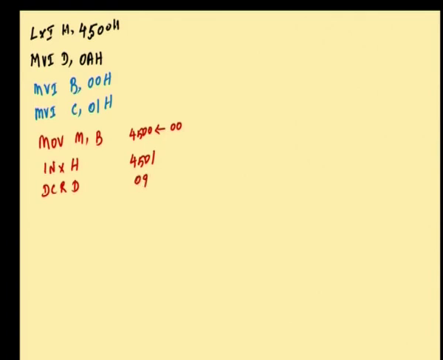So, what is the next number? It is the next value which is in the C register. So, I will move M comma C. What is the meaning of that? In 4501, the C register value 01 is stored. So, in the series, in 4500 the first value 00 is moved, now in 4501 the new value which is 01 is moved.